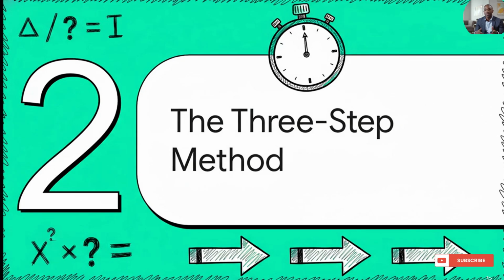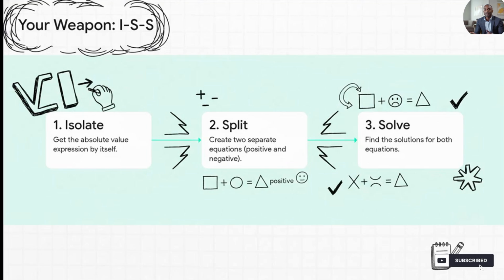Okay, so the concept is simple, we get it. But how do you use this when the clock is ticking on the ACT? You need a system, a tool. So let's break down a super simple 3-step method that works every single time. This right here, this is your secret weapon for the ACT. ISS. Isolate, split, solve. First, you just do a little algebra to get the absolute value part all by itself. Then, the magic step. You split it into 2 separate equations, one for the positive case, one for the negative. And finally, you just solve both.